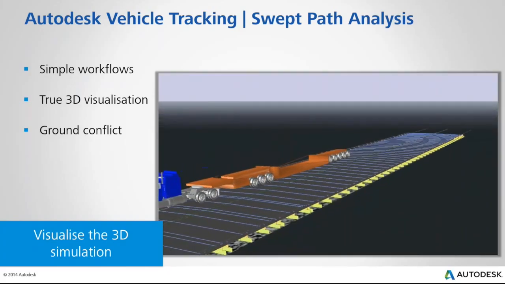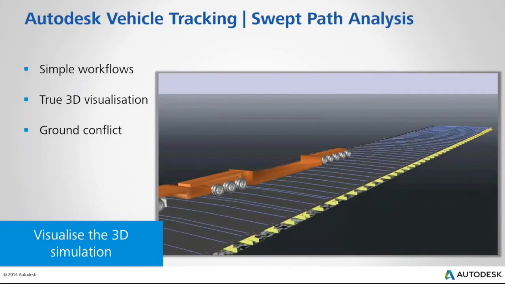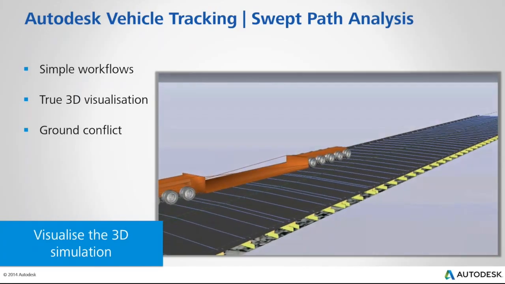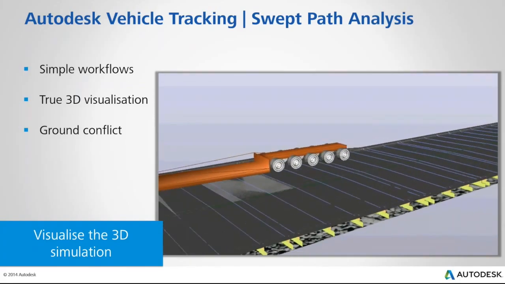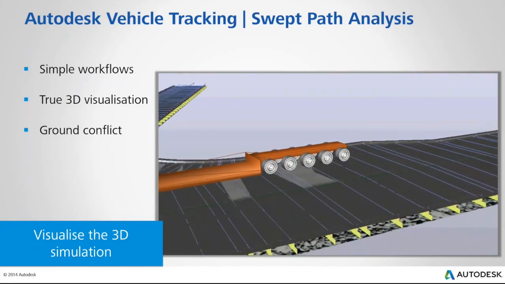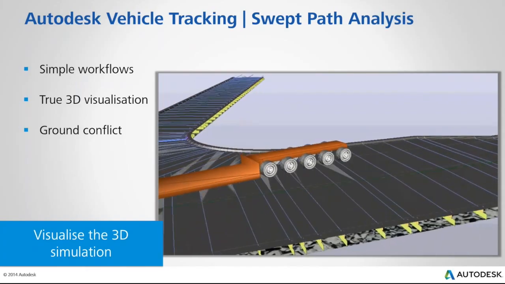So vehicle tracking has been designed with simplicity in mind. It's all about simple workflows. We have the capability of a one-click vehicle-to-ground conflict detection. It actually works very well with Civil 3D surfaces.